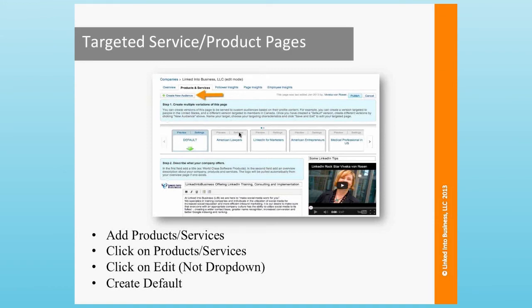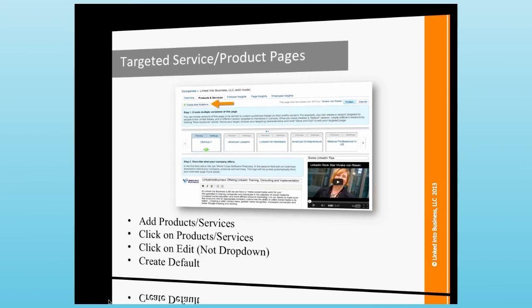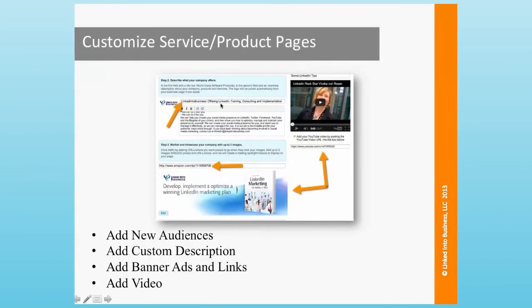So you can create up to 25, or maybe it's 20, I can't remember. Anyway, 20 or 25, a lot of unique landing pages for each and every industry, location, or company size that you want. Very, very, very powerful. And as I mentioned, you can add banner ads with links to your landing page. You customize it. You can customize your title field specifically.